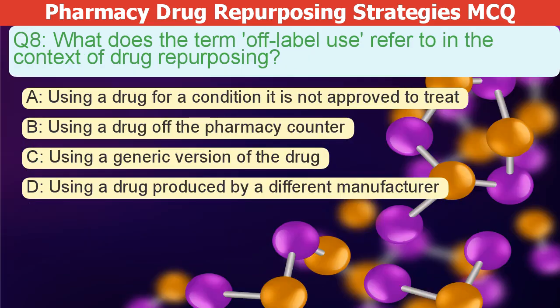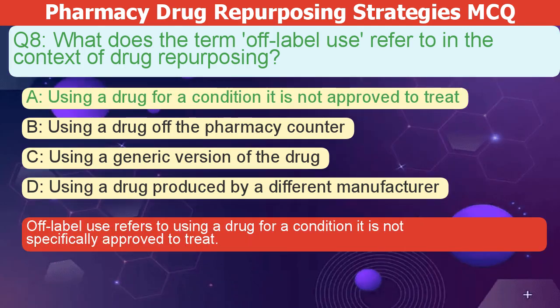What does the term off-label use mean when we talk about drug repurposing? A. Using a drug for a condition it's not approved to treat. B. Using a drug off the pharmacy counter. C. Using a generic version of the drug. D. Using a drug produced by a different manufacturer. The correct answer is A. Off-label use means using a drug for something it's not approved to treat.